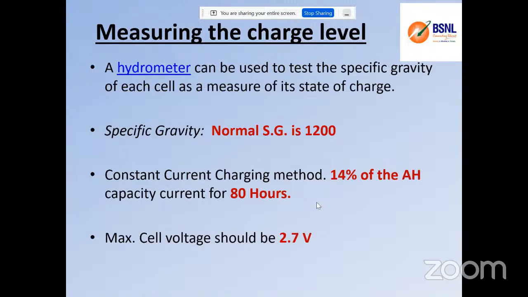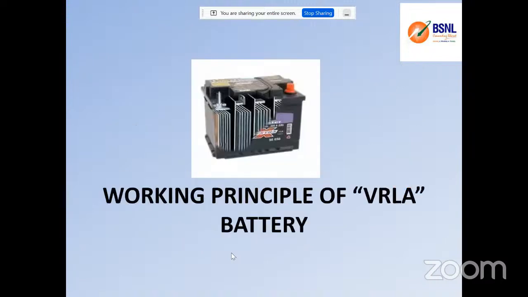So 14% of the AH value. If I'm having a 200 AH battery, I can make the charging current a maximum of 28 ampere, like that. So the constant current for the period of around 80 hours, I can have the maximum charging capacity. And the cell voltage would be 2.7 volts. So these all are the specifications with respect to our conventional cells and batteries.